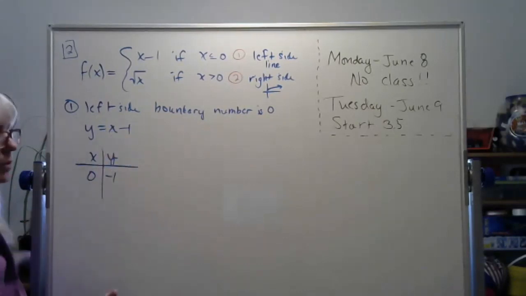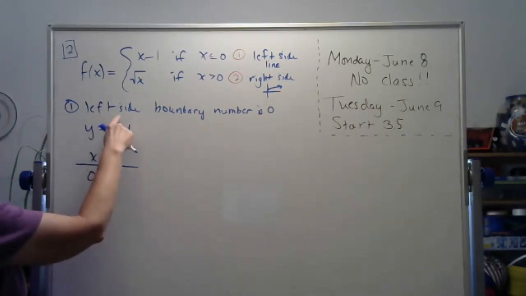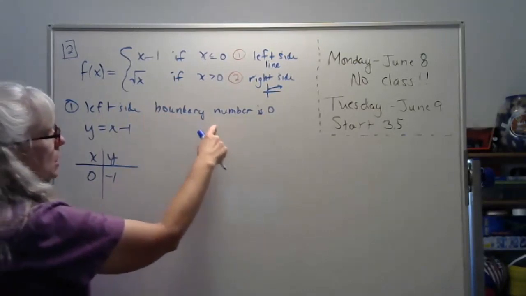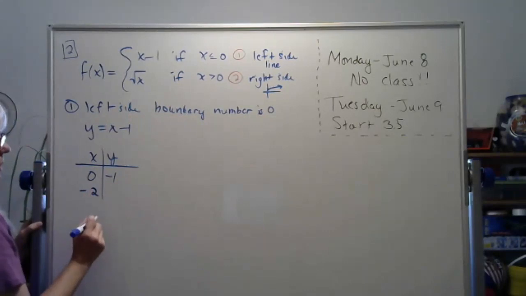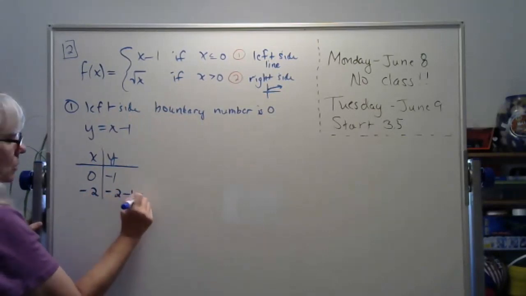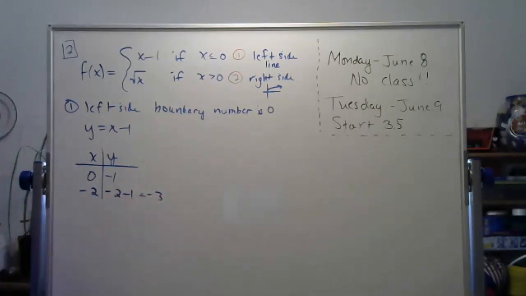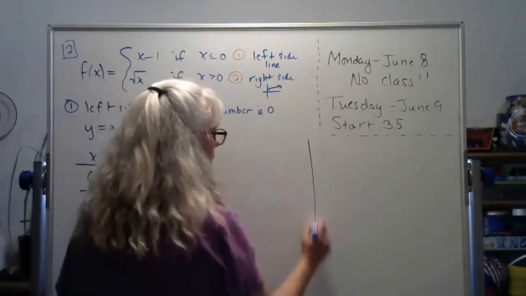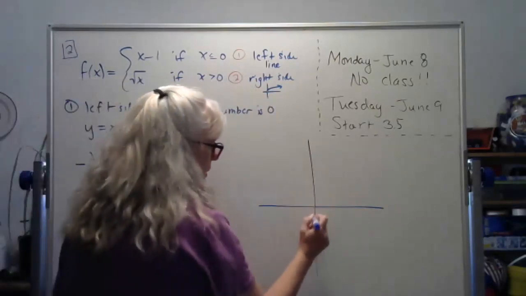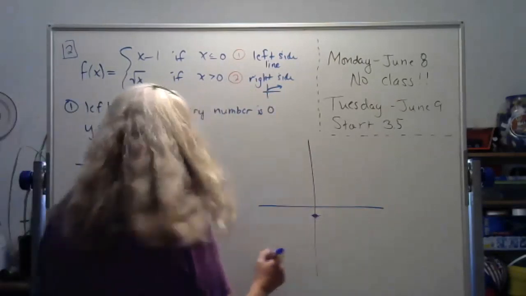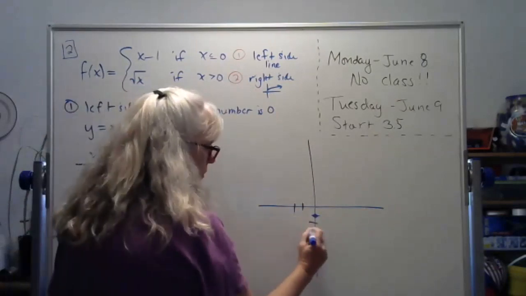But now I have to plug in other numbers to get a shape out of this. Because we're doing the left side, we're going to go left of the boundary number. So I need something to the left of the boundary number. I'm going to use -2. So it'd be -2 minus 1, which gives me a -3. And because it's a line, that's all we need. We only need 2 points. I usually find the information and then go plot it. So I have 0, -1, and then -2, -3.